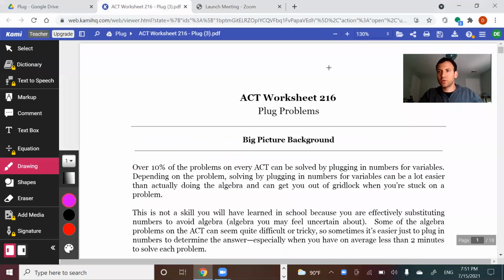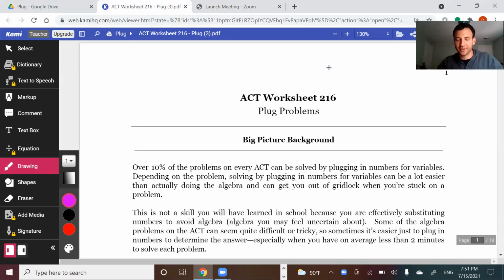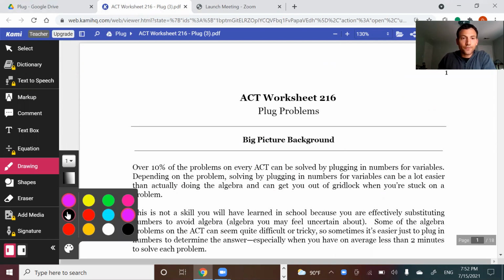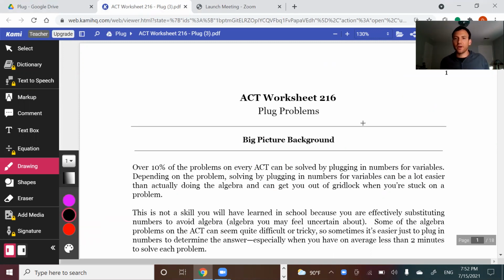Okay, plug 216. Last of all the ACT worksheets, definitely not the least. In fact, 215 and 216, draw on the scale and plug, are two concepts that you will not be taught in school, concepts you won't use on the GCSEs or A levels, but concepts that are extremely helpful on both SAT and ACT exams.